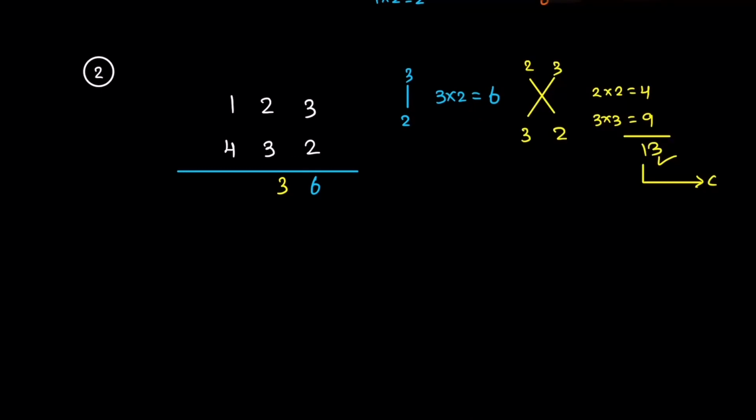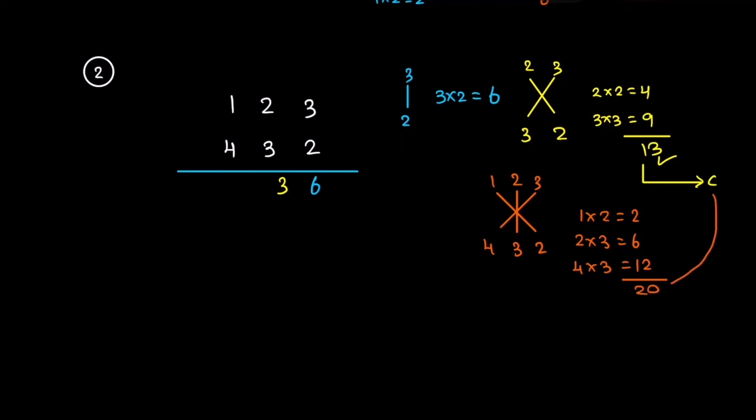Next step is star. So 1, 2, 3 and 4, 3, 2. So 1 times 2 is 2. Then 2 times 3 is 6. Then 4 times 3 is 12. This value is 20. And also we need to add the carry 1. So the final value is 21. So the unit place is placed directly here, and again the remaining part is carry.